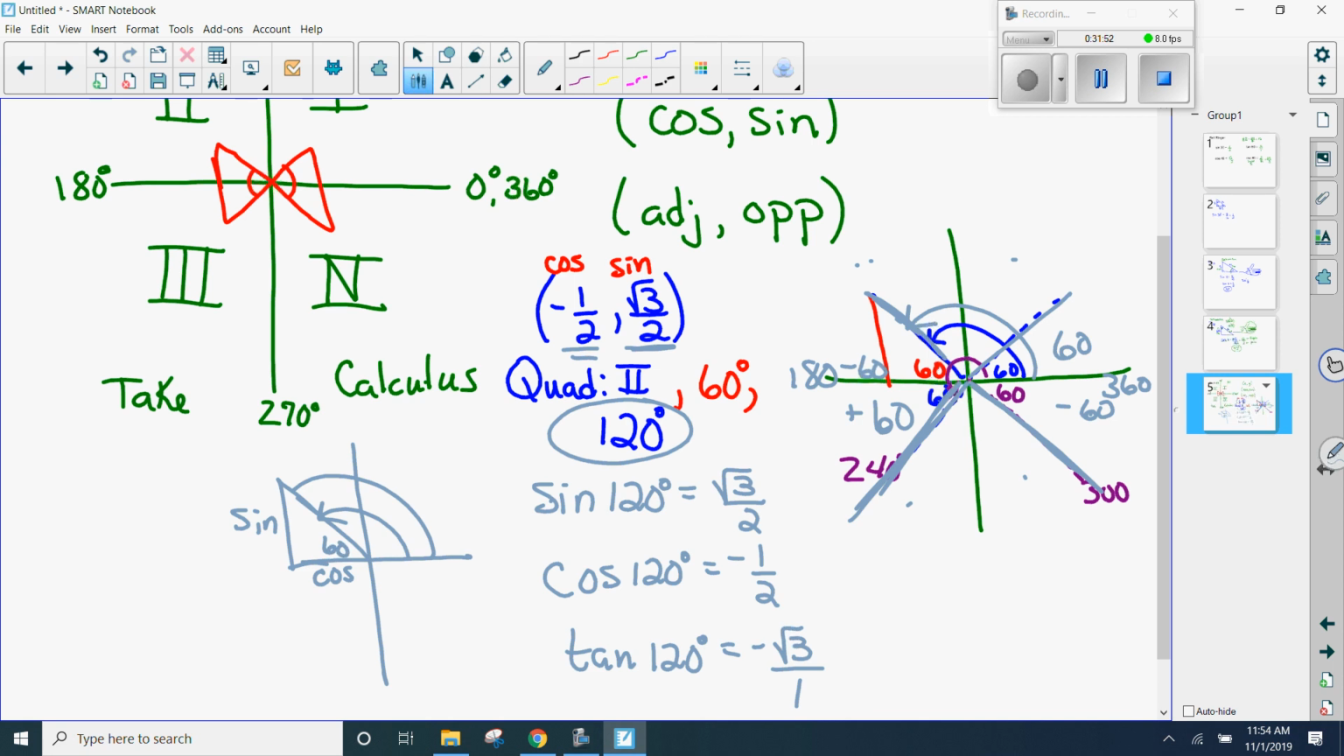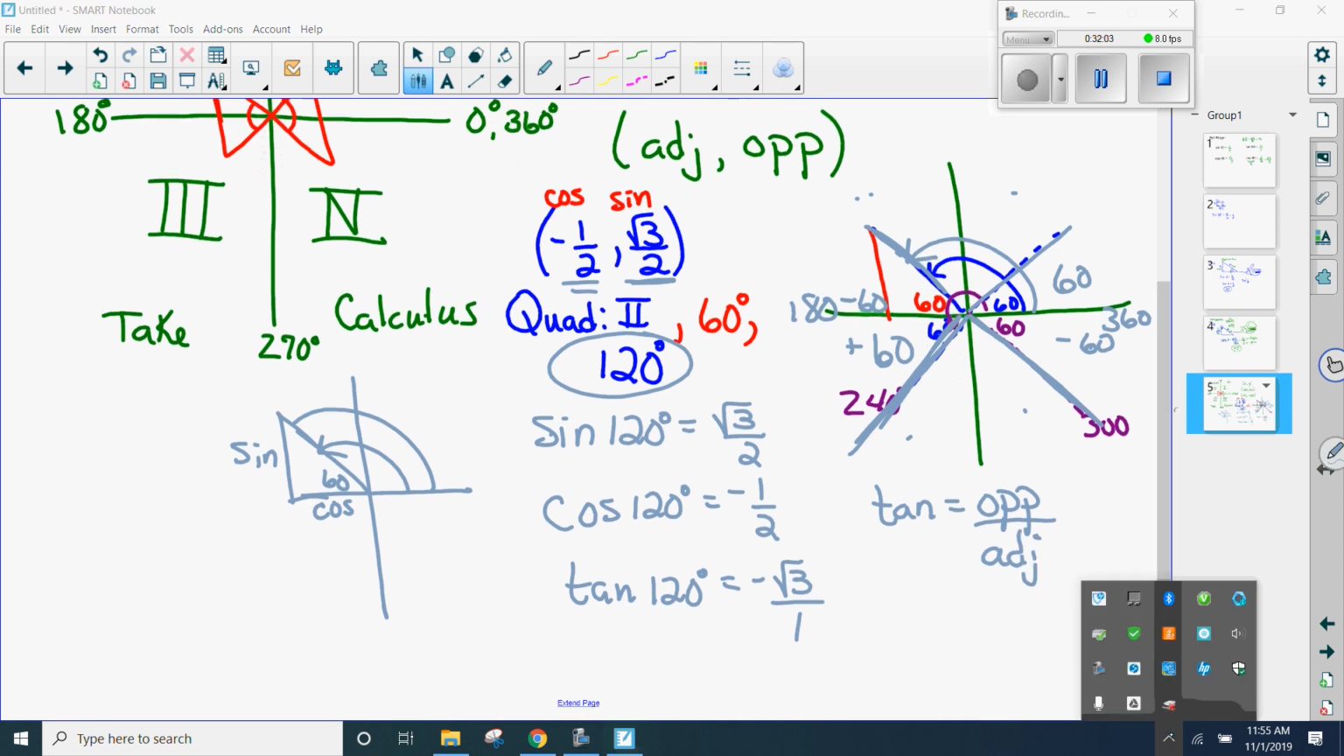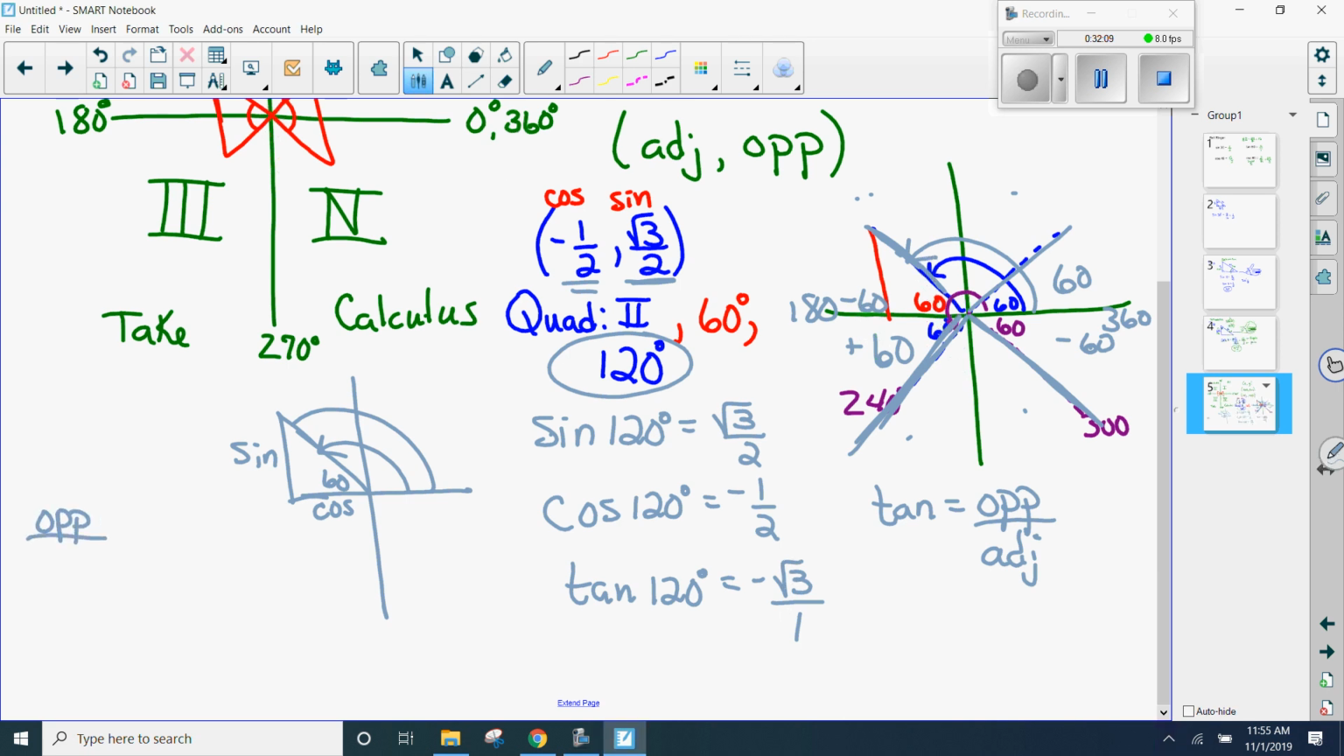The other way you could get to it is you could say tangent is opposite over adjacent. Well, look at this. It's the same thing as sine over cosine. What is sine? Sine is opposite over hypotenuse. Cosine is adjacent over hypotenuse. And to divide fractions, you keep change flip, and hypotenuse cancels, and you get opposite over adjacent. So you could just divide those two.